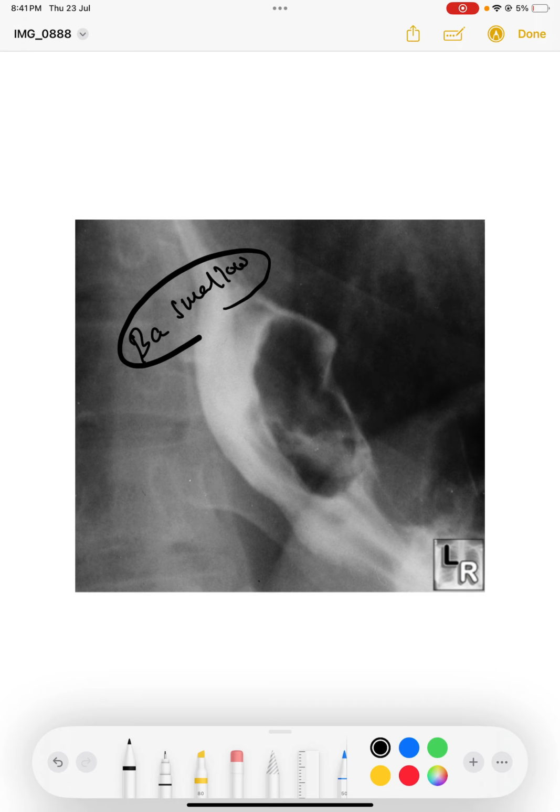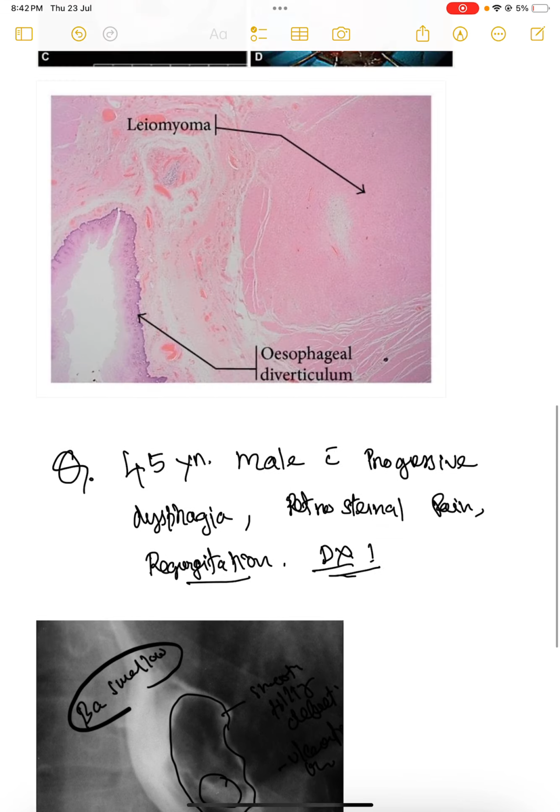What does it show? It is showing a filling defect, right? It's showing some smooth filling defect. There is passage of some contrast into the lumen, so it may indicate some ulceration. Let us have some other clues from the pictures.